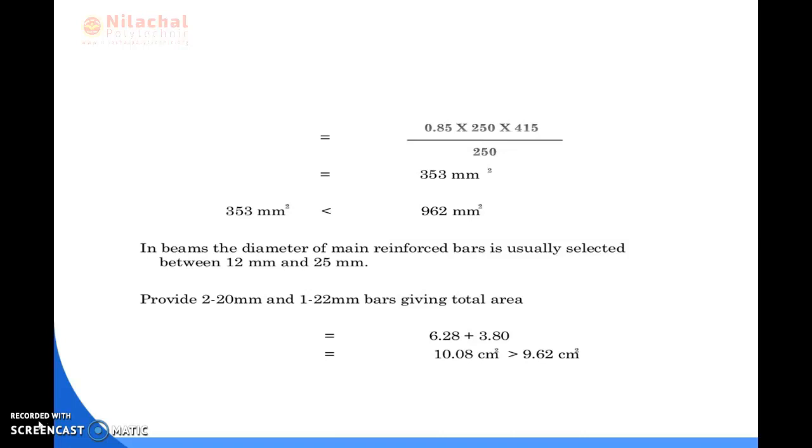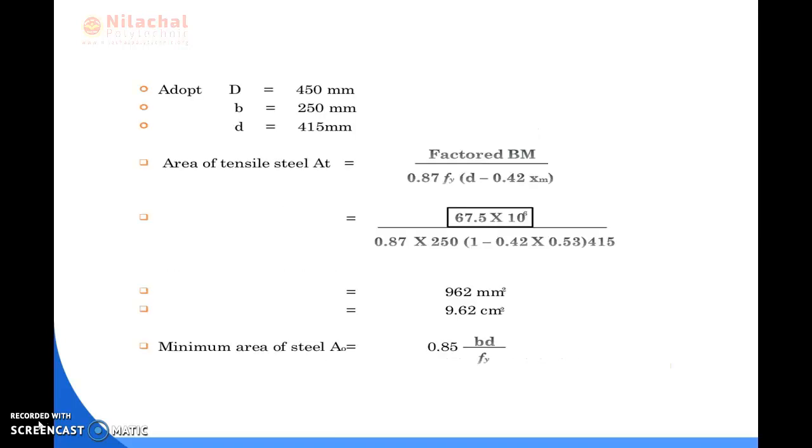And here provide two numbers of 20 mm bar and one number of 22 mm bar, giving total area. So the total area for two numbers of 20 mm dia bar is 6.28, and one number of 22 mm dia bar gives a total area of 3.80. So the total area of both bars is equal to 10.08 centimeter square, which is greater than 9.62 centimeter square, which is the value of the actual area of tensile steel.